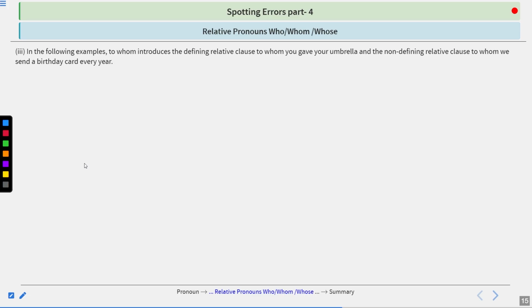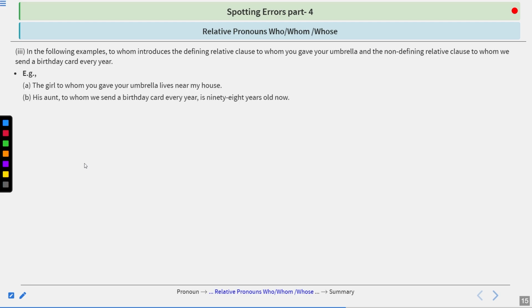In the following examples, to whom introduce the defining relative clause, to whom you gave your umbrella, and the non-defining relative clause, to whom we send a birthday card every year. The girl to whom you gave your umbrella lives near my house. So here it is a defining clause because we need to define the girl. Which girl we are talking about? We are talking about the girl to whom you gave your umbrella, not any other girl.